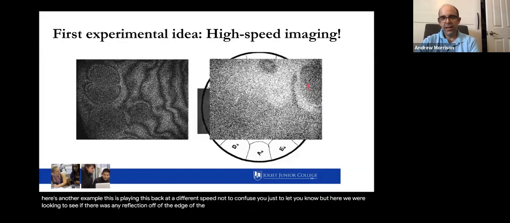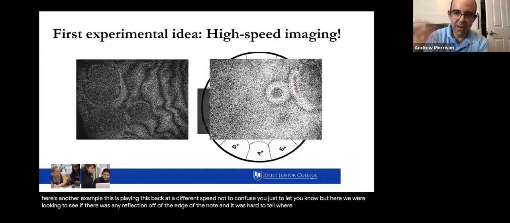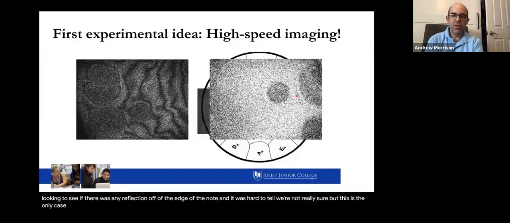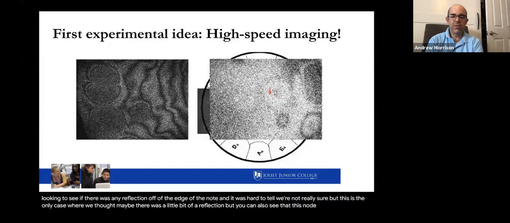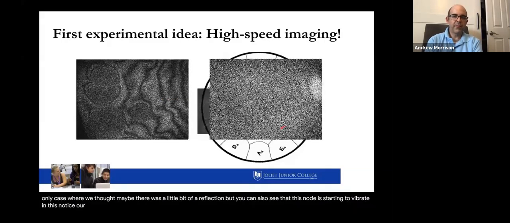We're not really sure, but this is the only case where we thought maybe there was a little bit of reflection. But you can also see that this note is starting to vibrate, and this note is starting to vibrate, and so on and so forth.